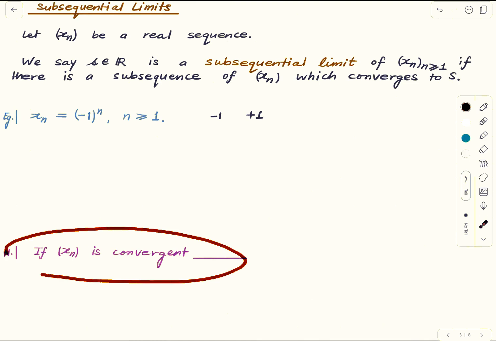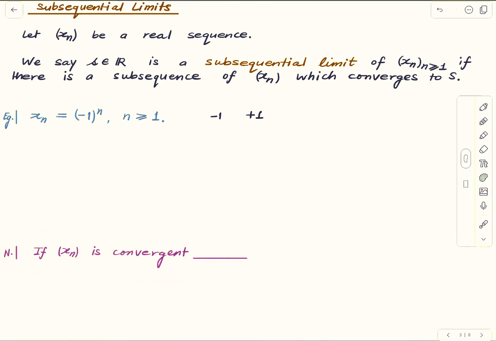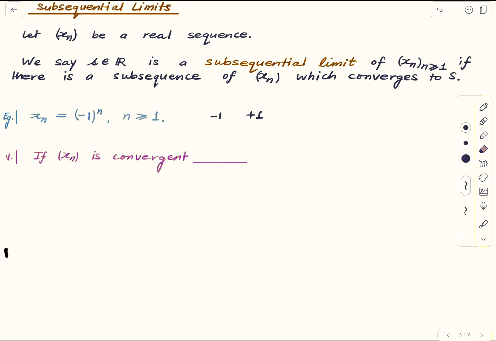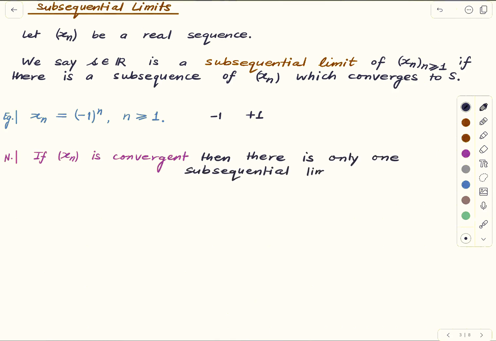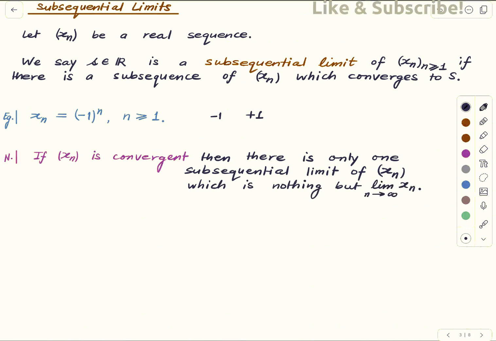And here is a simple note that if you have a convergent sequence, then what are all the subsequential limits? There is only one subsequential limit, which is nothing but the limit of the sequence. Again, that is very simple, because if a sequence converges, then every subsequence also converges and to the same limit. That's all. Immediate from that.